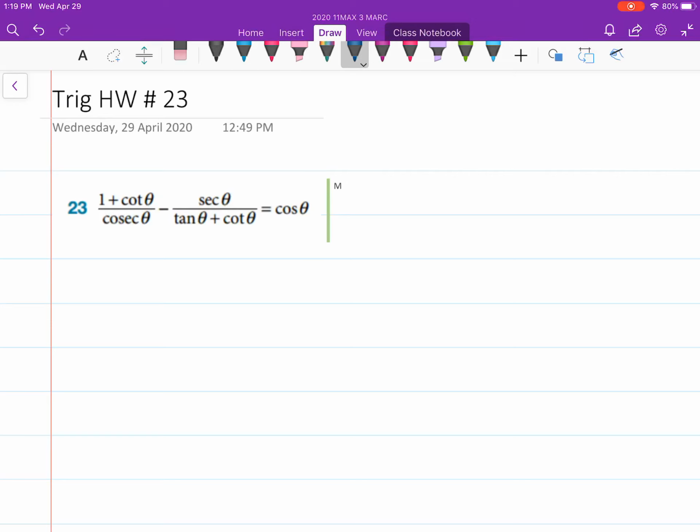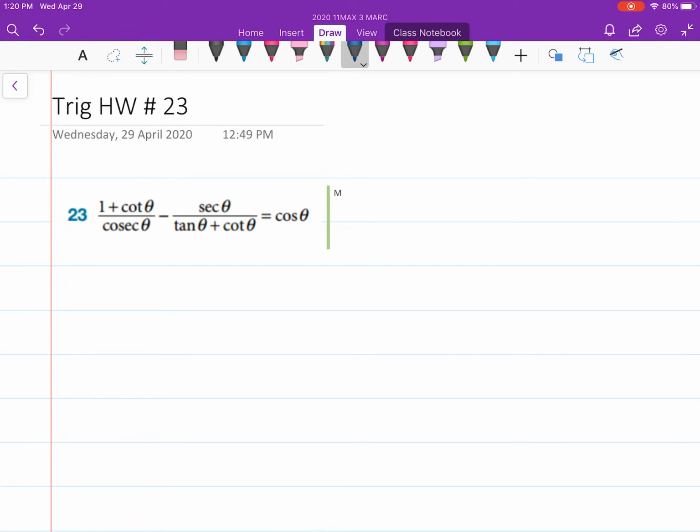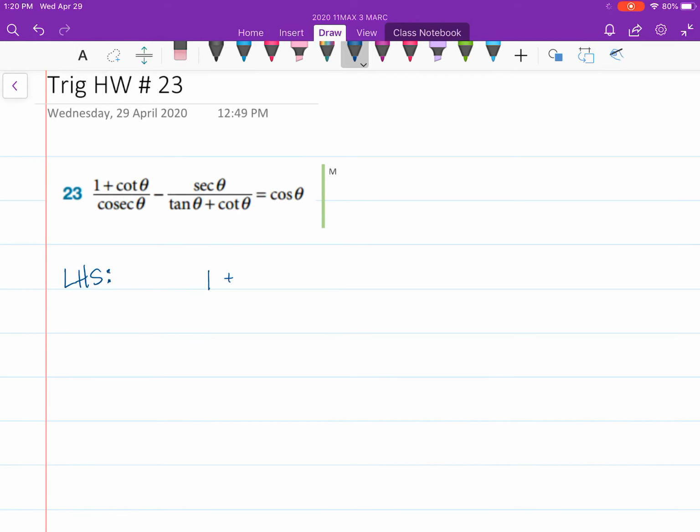Okay, in this video I'm going to walk you through homework number 23, which a few of you have asked about. So looking at my reference sheet, I know that cot could be expressed as 1 on tan, but I also know cot can be expressed as cosine on sine. So without having explicitly mentioned it, I'm working with the left-hand side. So the left-hand side is 1 plus, and immediately I'm going to switch cot to cos on sine.